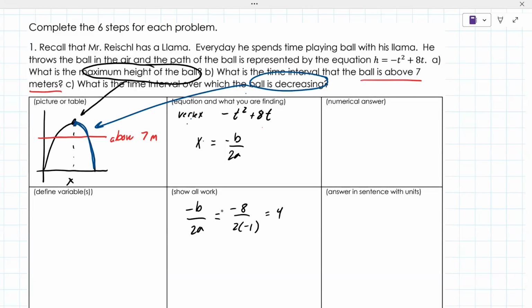Yeah, we want the y value. So the y value you have to get by putting it back into the original. Negative 4 squared. I got 48, so 4 comma 48.